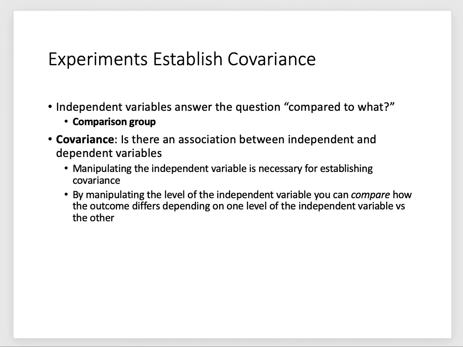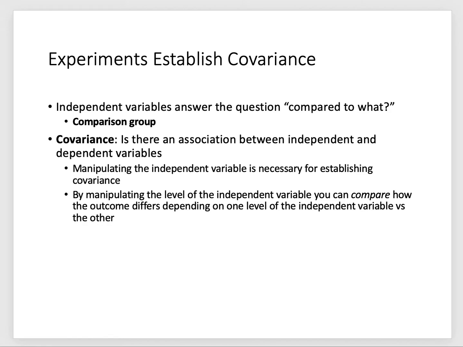All right, so experiments establish covariance. The independent variables help us answer the question about the comparison group. So when we have an experimental design, we are going to have people who are divided into two or more groups to be able to compare the effect of the treatment, or the effect of taking notes one way versus another. The comparison group helps us to understand who this is working for compared to who is not getting this treatment at all.